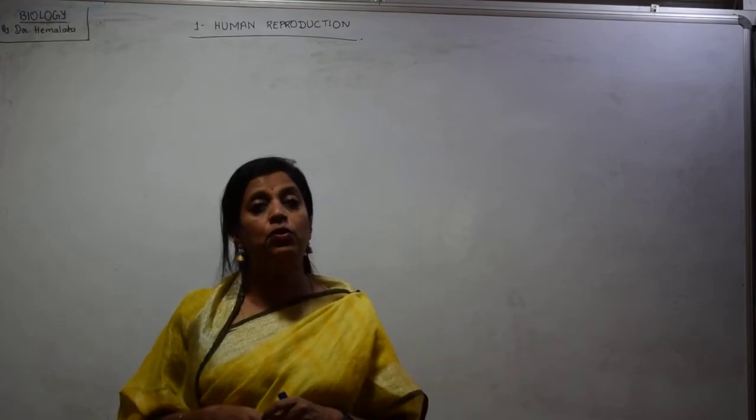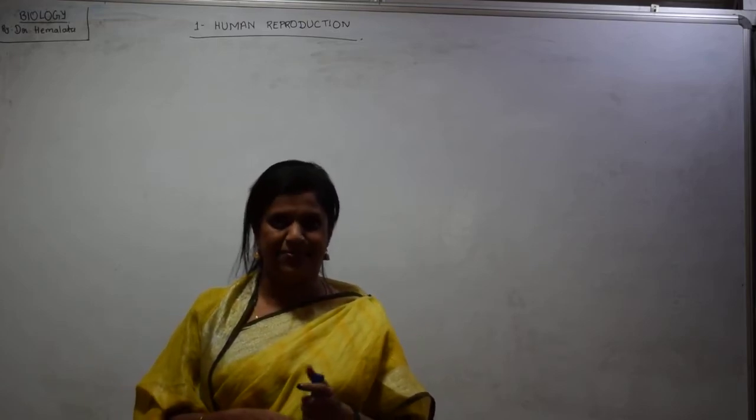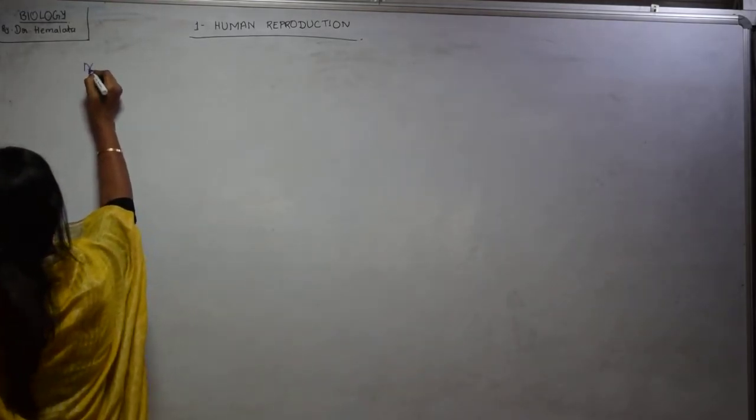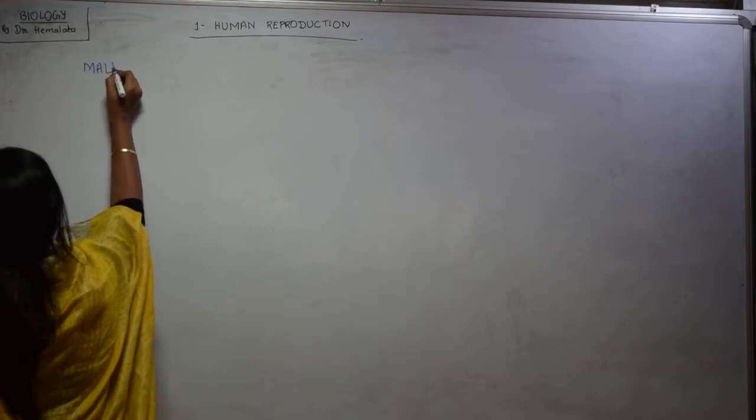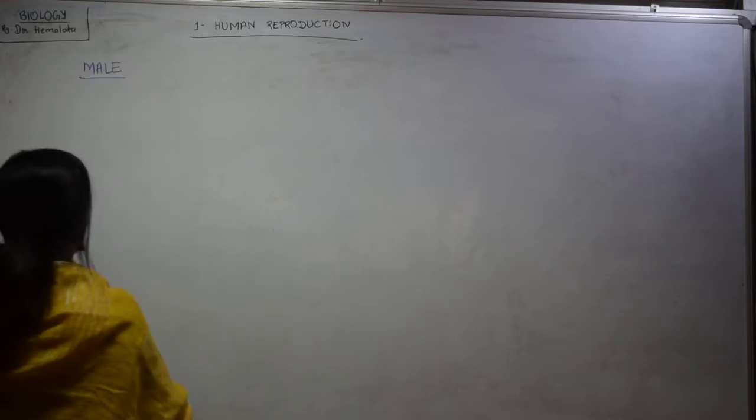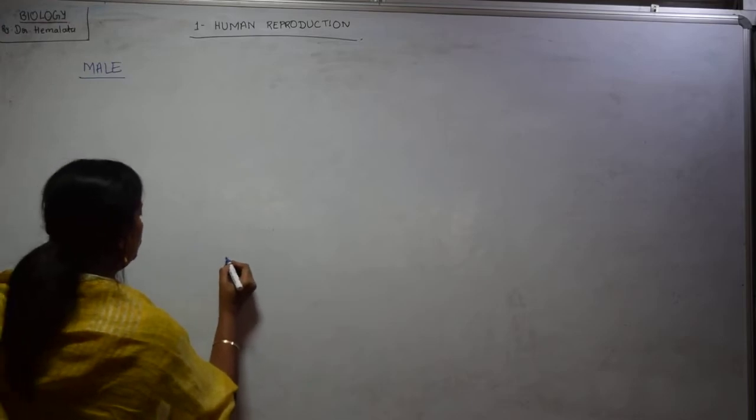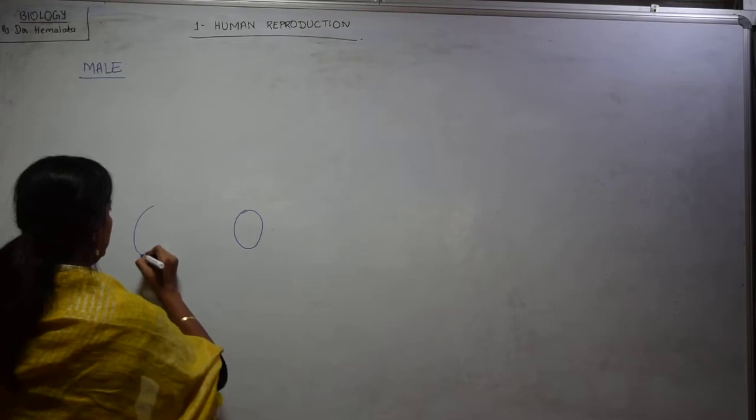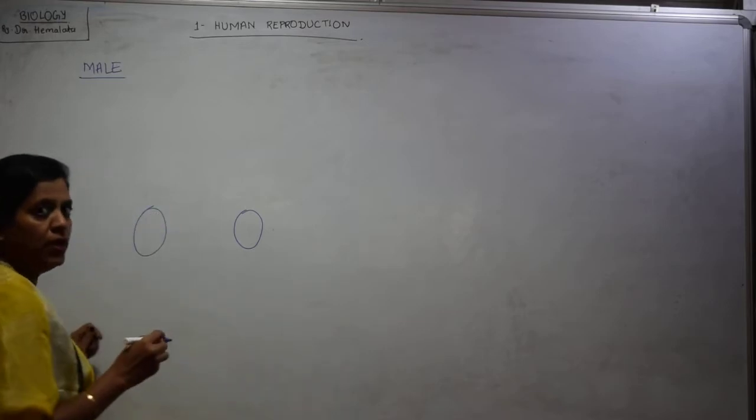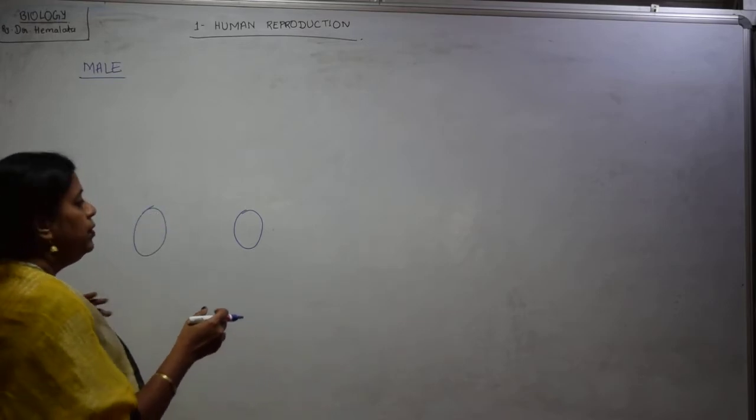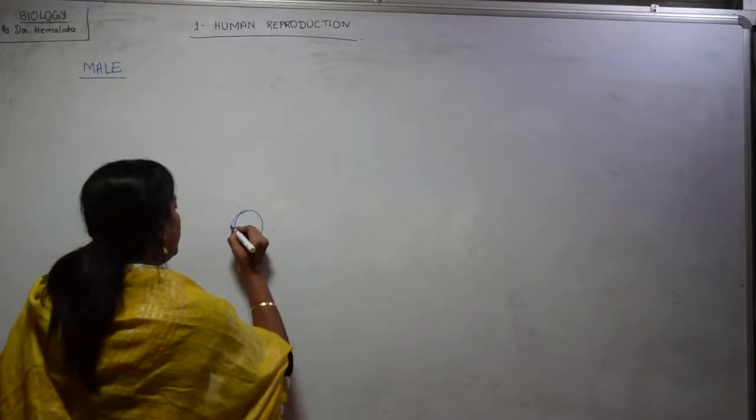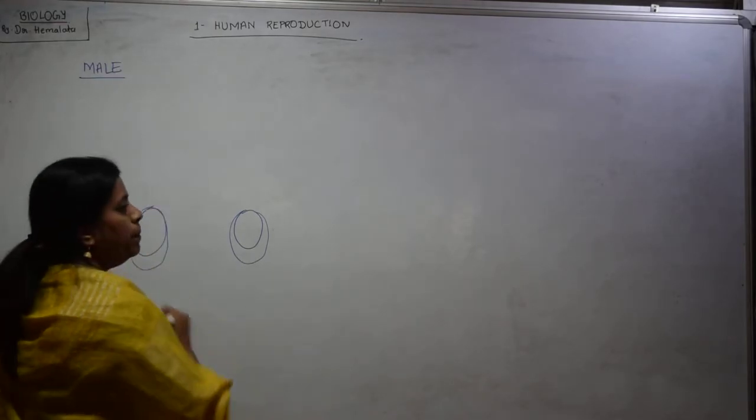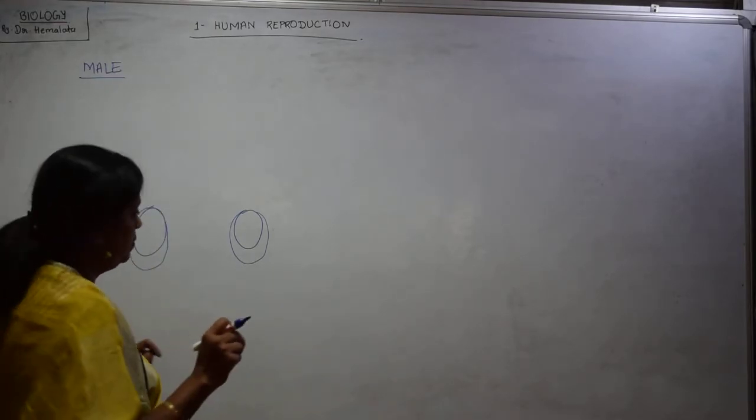So let us begin with the human male reproductive system. Let me start drawing this. It begins with two structures on either side. These are the two testes, two testes I am drawing. They are found hanging outside the body. They are present within a membranous sac, which we call the scrotum.